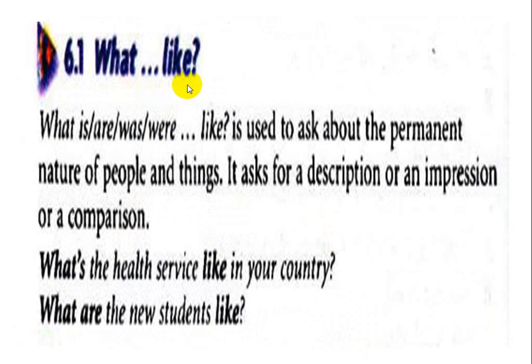What like? What is or are or was or were like is used to ask about the permanent nature of people and things. So when you see this question, what and then like and a question mark, it is used to ask about the permanent nature of people and things.